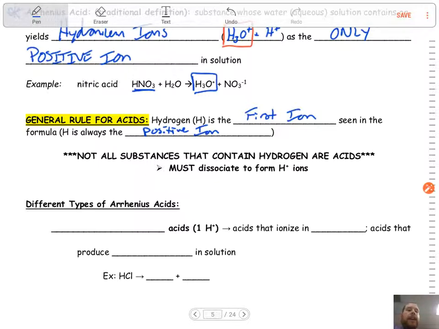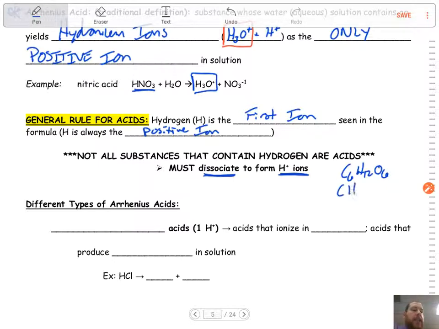But note, not all substances that contain hydrogen are acids. It's got to dissociate to form H+ ions. So you have to look at the entire reaction. If it doesn't dissociate or break up into H+ ions, it's not an acid. Okay? So an example of that would be something like C6H12O6, right? A sugar. It's got hydrogen in it, but it's not an acid.